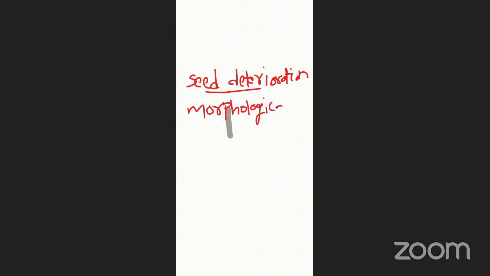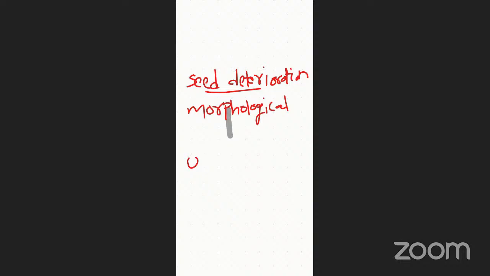Morphological means the external area of the seed, the body. Morphological covers external morphology and internal morphology, both. Here you are only given the morphological changes, and next, the ultrastructure. First, let's complete the morphological changes.